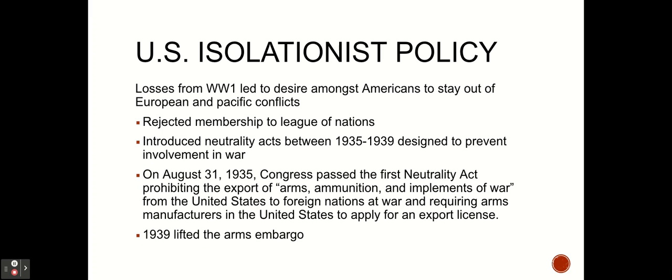Specifically looking at the US isolationist policy, losses from World War I led to a desire amongst Americans to stay out of European and Pacific conflicts. There were rejected memberships to the League of Nations, and they introduced neutrality acts between 1935 and 39 designed to prevent involvement in the war. On August 31st, 1935, Congress passed the first Neutrality Act prohibiting the export of arms, ammunition, and implements of war from the United States to foreign nations at war, and requiring arms manufacturers in the United States to apply for an export license. In 1939, they lifted the arms embargo.